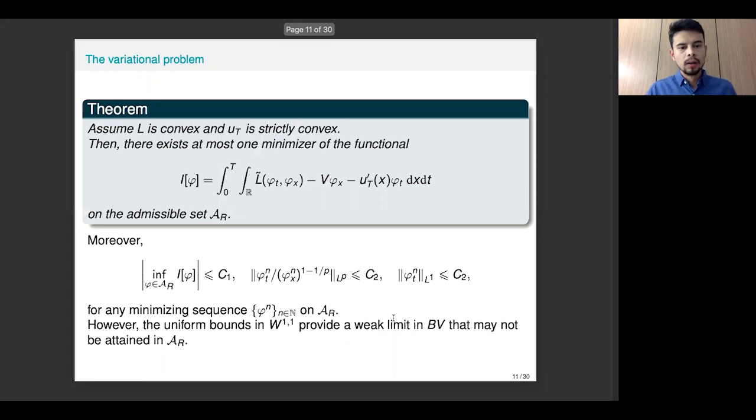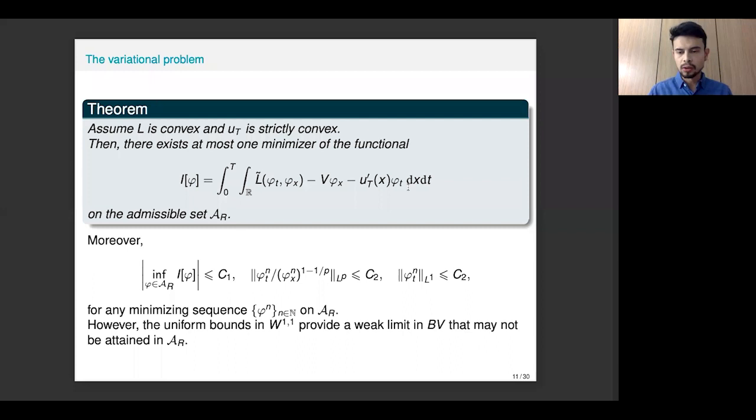Now we can move to the first derivation of the variational problem. And it says that if you have a Lagrangian that is convex and a terminal cost that is strictly convex, then this problem has at most what solution? So you obtain uniqueness for free.